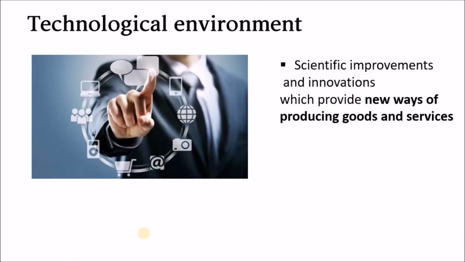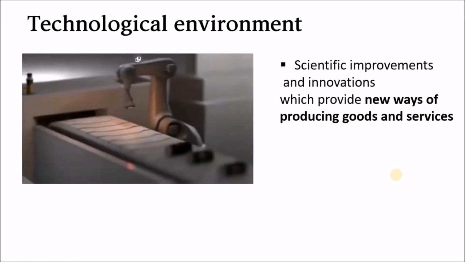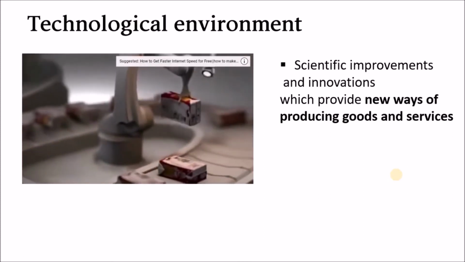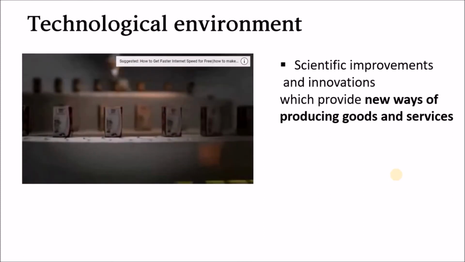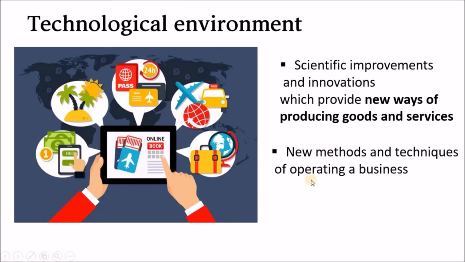It includes scientific improvements and innovations which provide new ways of producing goods and services and new methods and techniques of operating a business. So when you talk of new ways of producing goods and services, you have seen that earlier most of the work used to be done manually, but now there are machines, there are robots which are doing the work. Next is new methods and techniques of operating business, which is that products and goods and services are the same, but what we are doing is the way we are operating business is different.